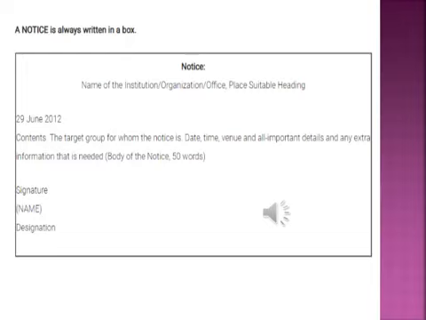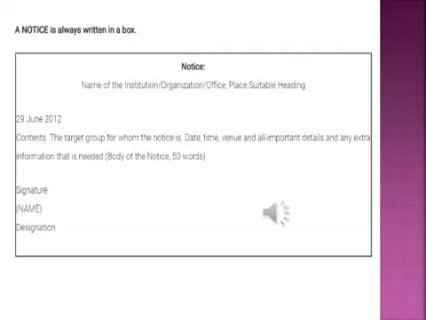Don't cross the word limit. That is what is very important there. Otherwise, you will be penalized for writing extra words. Or if you write short also, you will be penalized. Remember that you draft the notice in 50 words. So the content should be in 50 words.